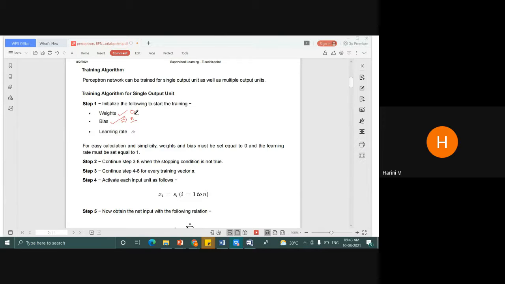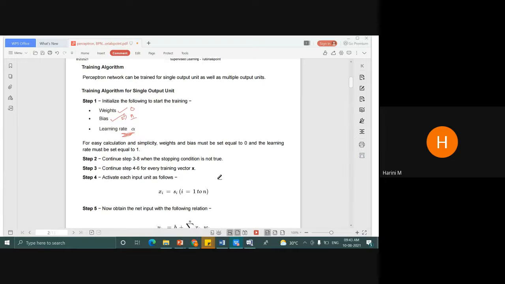So based on your output or based on the requirement, we'll be changing the weights and biases. That we'll see later. For now, whatever the architecture is, you will initialize the weights with 0 for the first time and the bias with a constant value of 1. And then you have this learning rate. We'll talk about the learning rate in the future, so don't worry about that. Just know the concept, the terminology around learning rate.